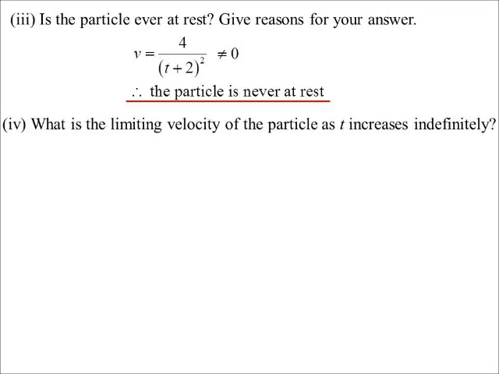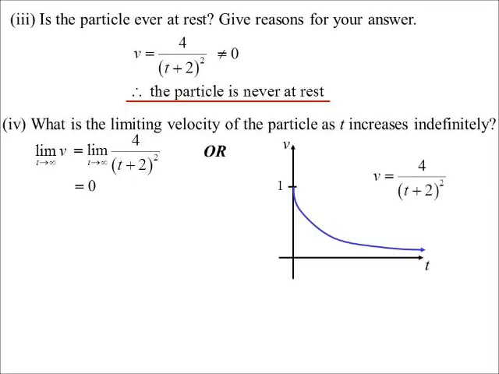What is the limiting velocity? So as t approaches infinity, poor little particle's never at rest, remember? So it's just going along and going along, oh, please let me stop. But it doesn't. So basically we're saying what's the limit of the velocity as t approaches infinity? Velocity was 4 on t plus 2 all squared. Well, the limit of that is 0. And basically we're talking about a hyperbola, aren't we, if we were to draw it. It'd come down.